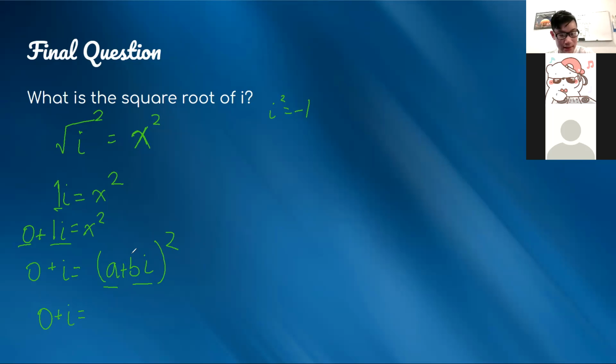So now we can do some algebra. For this, we're just squaring, right? So this is technically foiling again, but I'm just going to go through it real quick.